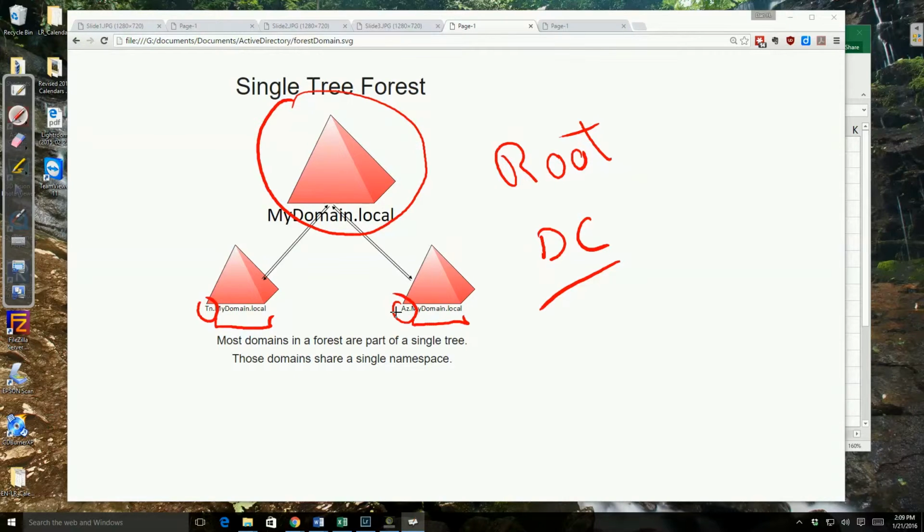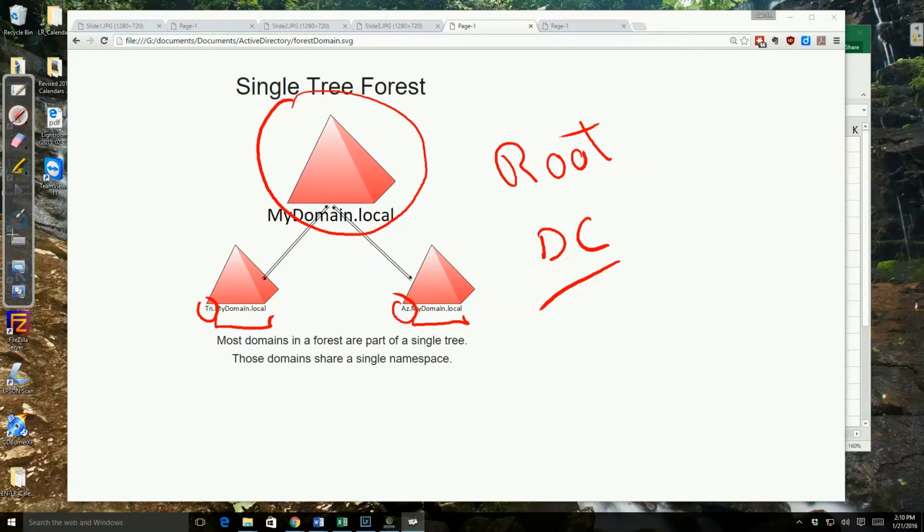So in our single tree forest, we create our first domain. That becomes the domain root, and that first domain controller, that first server acting as a domain controller, is actually by default the operations master for the entire forest. If we're in a single tree and have multiple domains, then they all have the same name or top level portion of the name, in this case mydomain.local.